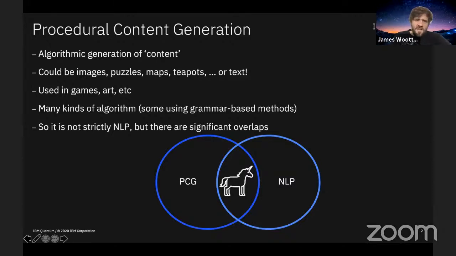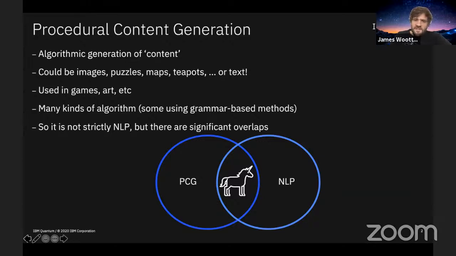So procedural content generation is the algorithmic generation of content. And this content could be a variety of different types of things, depending on what you need. It could be images or puzzles or levels in a game or maps in a game or objects or text as well. And it's typically used in things like games, but also computer graphics and art and other things. And there's many different kinds of algorithm that get used in procedural generation because there's lots of different types of content you can generate, and there's different reasons for generating it, different constraints it has to satisfy in order to be useful for whatever you're using it for.